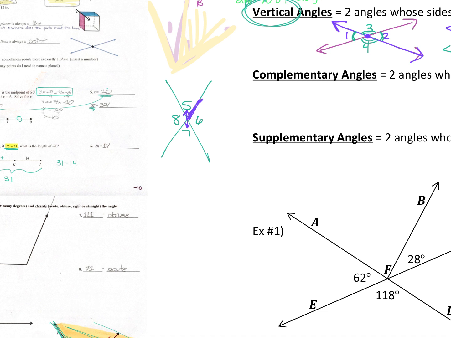8 and 6 are obviously vertical angles. They're across from each other. But if 6 and 7 didn't exist, would 8 and 5 be across from each other? Do you know what I'm saying? Actually, we're going to learn about that in a little bit. A linear pair, 5 and 8, they make a straight line. We'll get there.